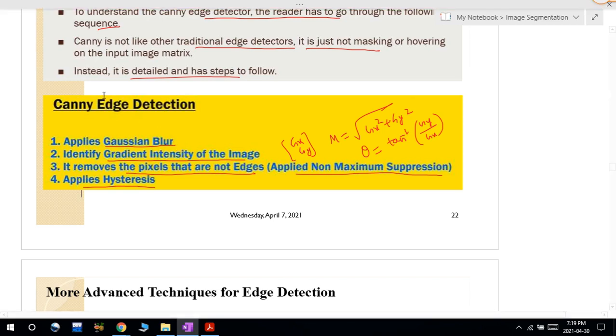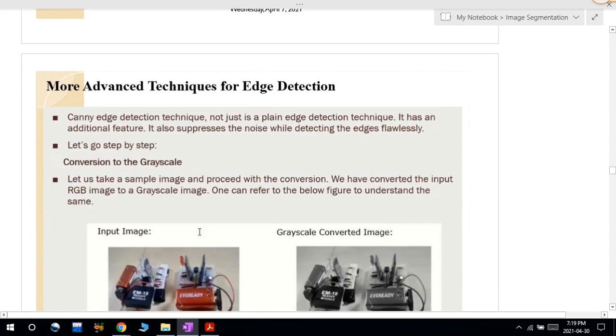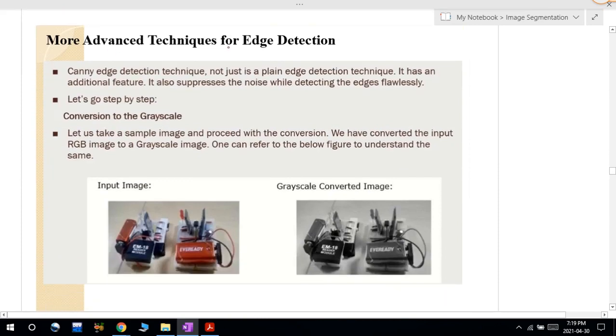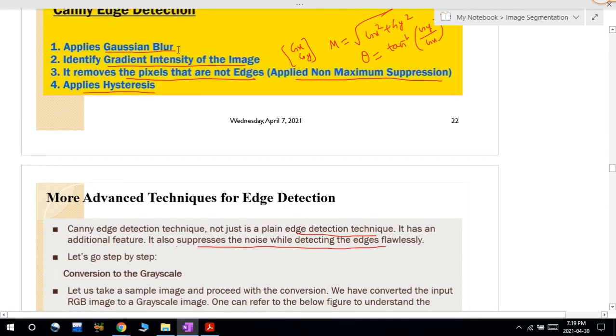So I will try to explain them in detail. The first one is the Canny edge detector, which is a plain edge technique with an additional feature. It also suppresses the noise while detecting the edges flawlessly. Because I am applying this Gaussian blur, the Gaussian filter, it will try to remove the noise.